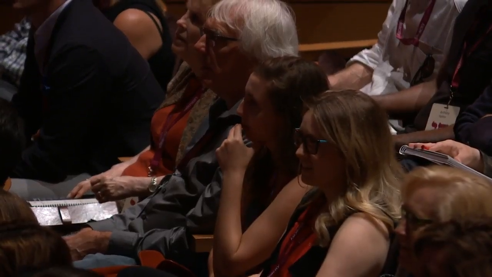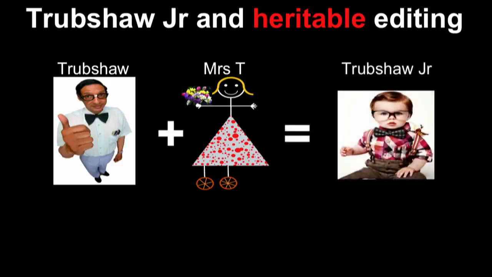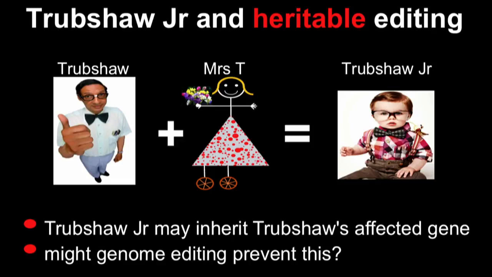And so out he goes into the outside world, and he meets the love of his life, and they get hooked up and married and everything, and they want to start a family. But the problem is that we've fixed Trubshaw's neurons, but it means that any kids that they have may inherit the same condition that Trubshaw Sr. had. So what hope might there be in the future that we can fix that problem? And that's what brings us to the area of heritable human genome editing.